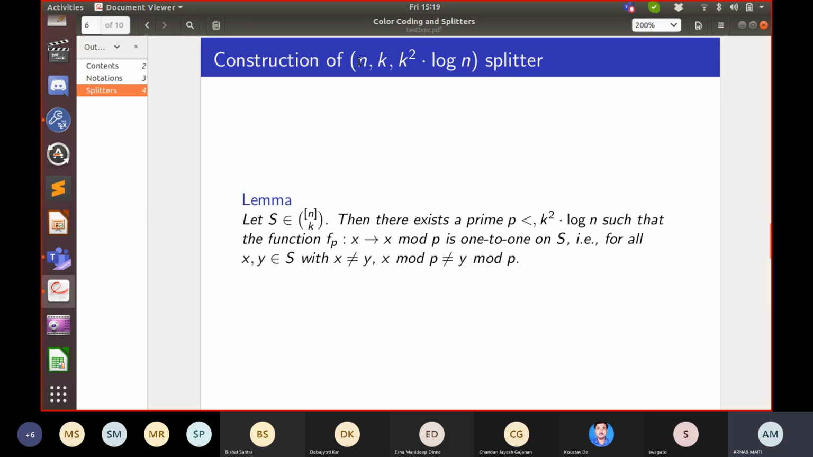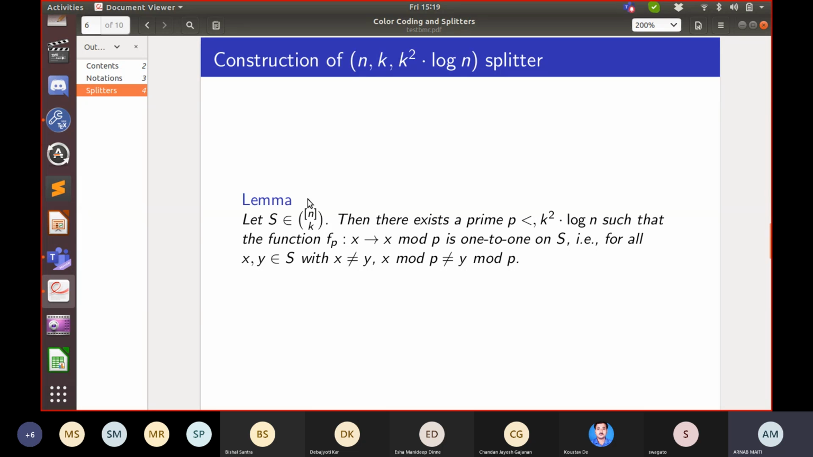So we want to construct an (n, k² log n) splitter. Basically we have n objects and k² log n colors, and the property should be that any subset of size k has different colors for at least one of the functions in this splitter. That's what we want, so I call it an (n, k² log n) splitter.